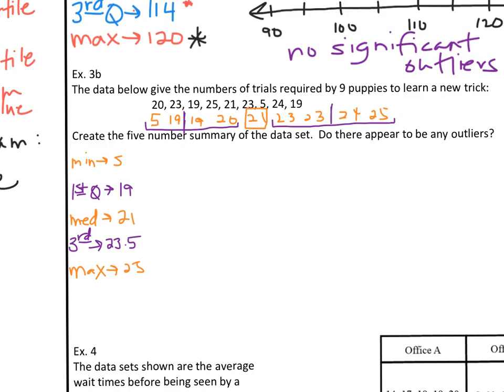I stopped after I determined my 5 summary points. I have a minimum of 5 and a maximum of 25. The median value, the number right in the middle, would be 21. Notice because that is the data point, in my first quartile, I only have 4 numbers below that. So I had to find the average of the 2 middlemost numbers. In this case, though, it would be 19. My third quartile, I had to go between 23 and 24, so I had to find their average, which would be 23.5. Now I'm only counting from 5 to 25.